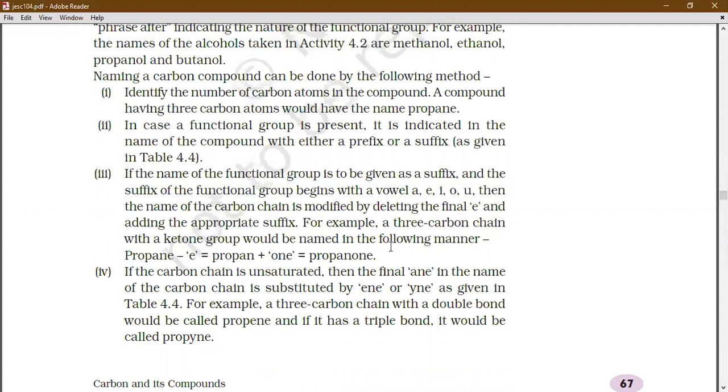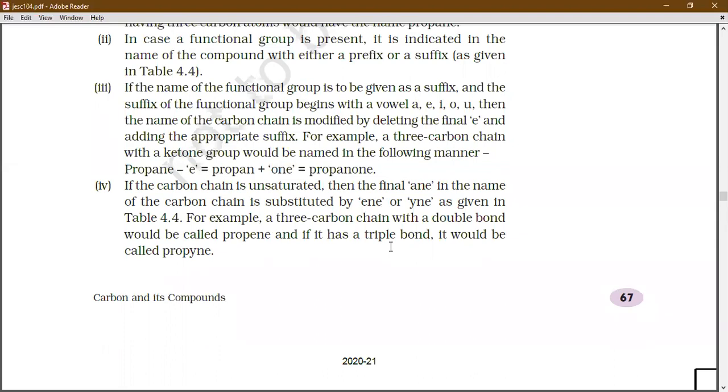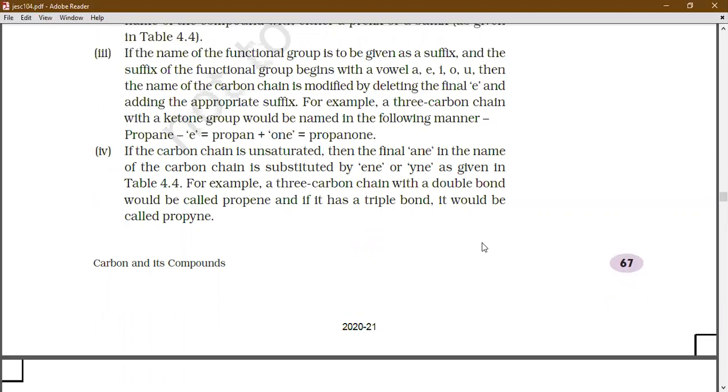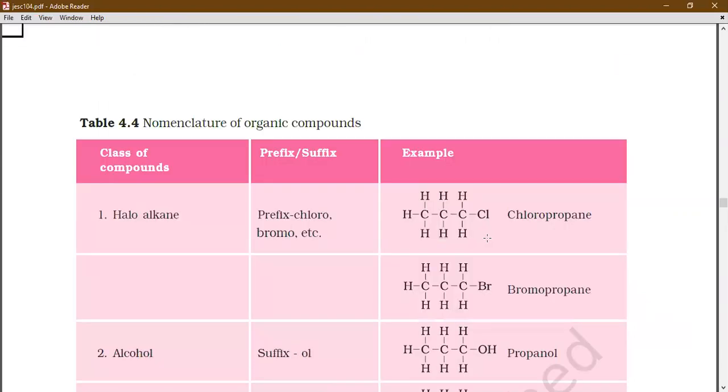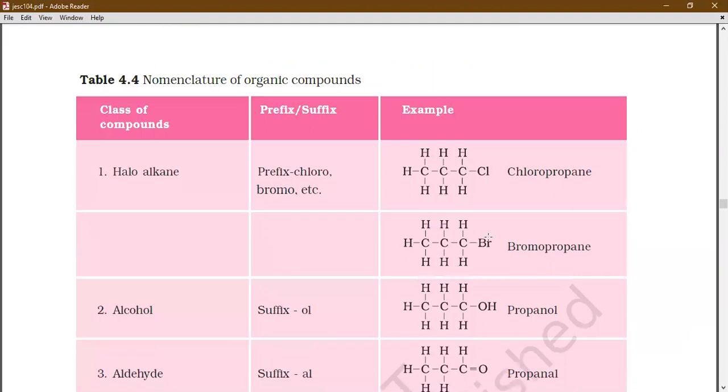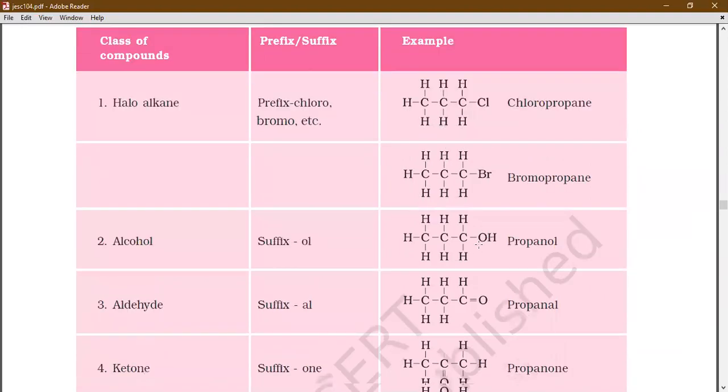If the carbon chain is unsaturated, then the final ane in the given name of the carbon chain is substituted by ene or yne as given in table 4.4. For example, a 3-carbon chain with a double bond would be called propene, and if it has a triple bond, it would be called propyne. Table 4.4, nomenclature of organic compounds.